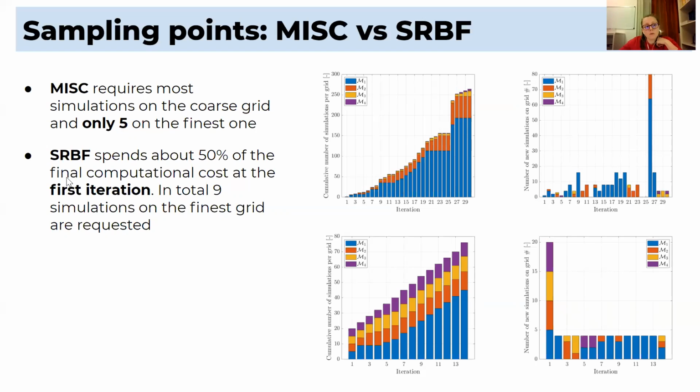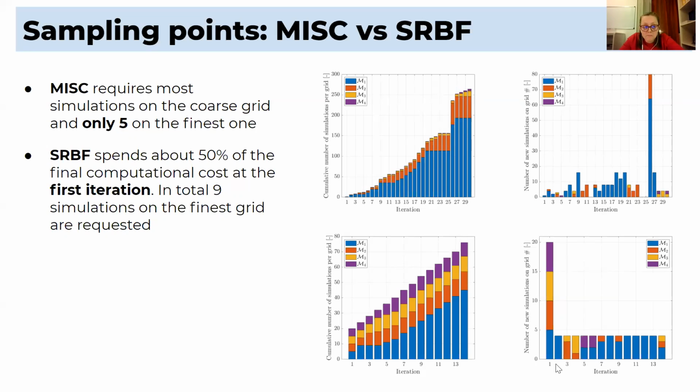Instead, when we look at the SRBF, again we see that, okay, also here many samples, but maybe just 45 samples are asked on the coarsest grid. And in total, 9 simulations on the finest grid are required. The point is that 5 are already at the beginning, just to start the process. And then at iterations 5 and 6, we have 2 more, so 4 in total. So we have in total 9 simulations on the finest grid versus the 5 asked by MISC.